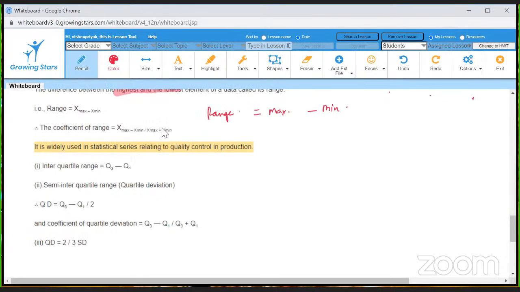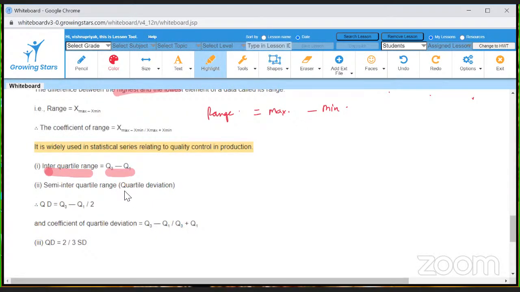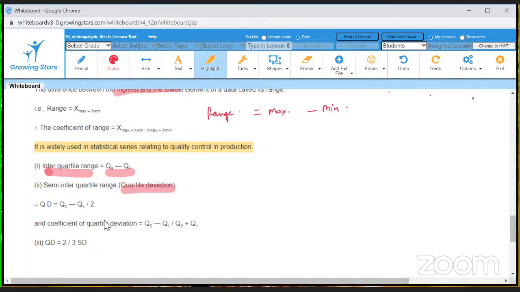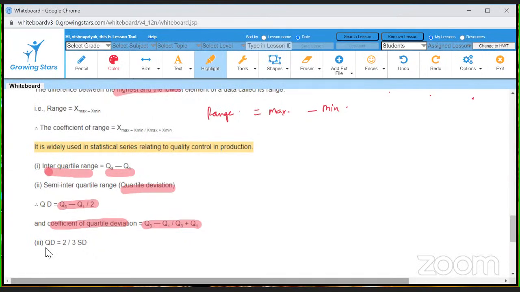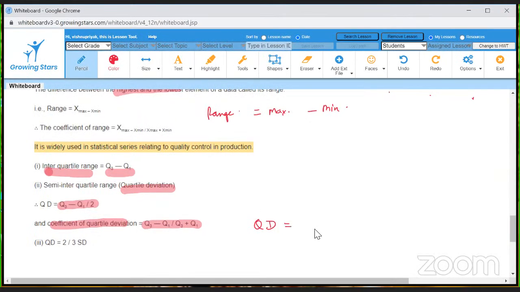The next is interquartile range. It is Q3 minus Q1. Quartile deviation is (Q3 minus Q1) by 2. Coefficient of quartile deviation is (Q3 minus Q1) by (Q3 plus Q1). Remember, quartile deviation will be 2/3 of standard deviation.